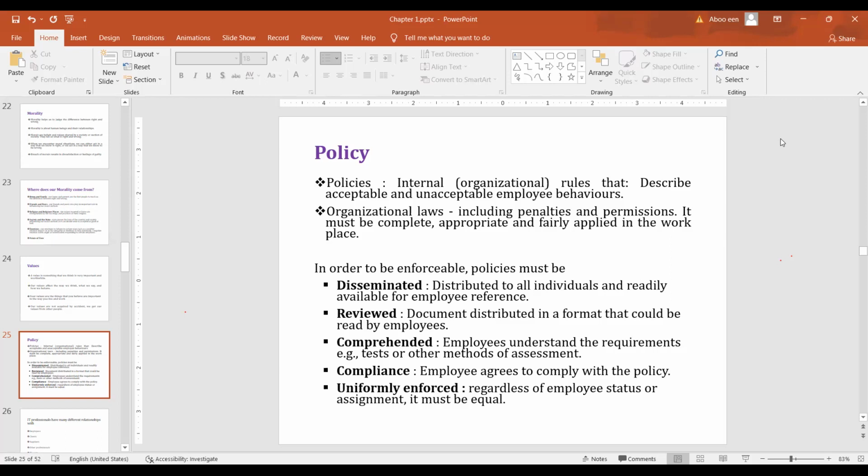Compliance. The employee agrees to comply with the policy. So when a company lists or circulates its policies, the employee should be ready to accept them. Employees are ready to accept and comply. In a sense, they have to agree with the policies, whether the listed policies are suitable for them or not. The employee should accept the policies.